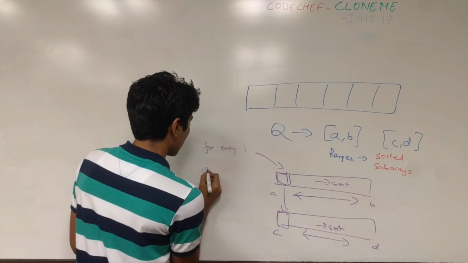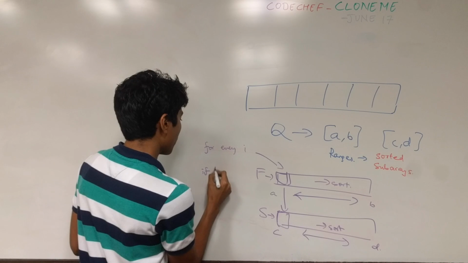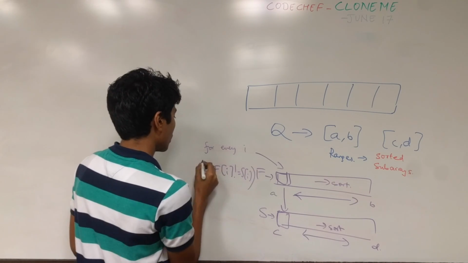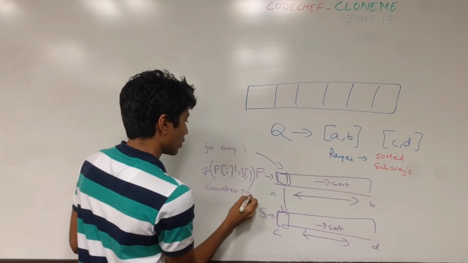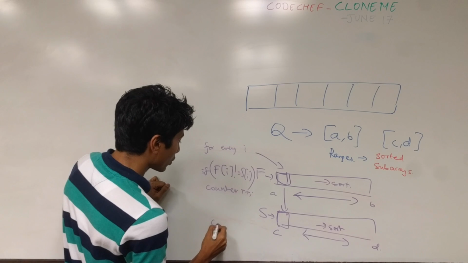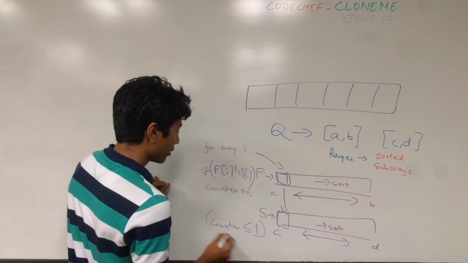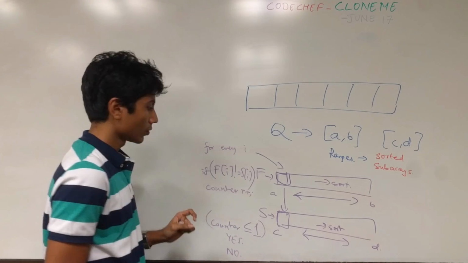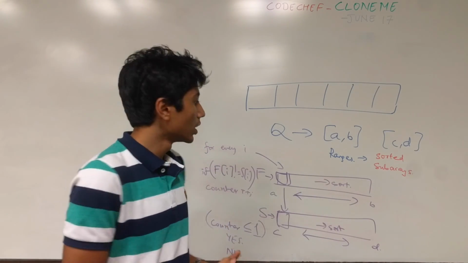Let's call this first and second, f and s. So if f of I is not equal to s of I, then we increment a counter, and finally the counter should be less than or equal to 1. If this is the case, you print yes. If it isn't, then you print no. Pretty simple question about range queries, essentially.